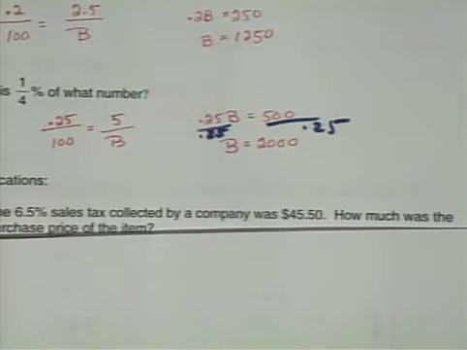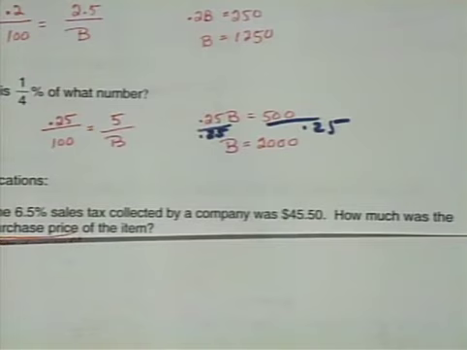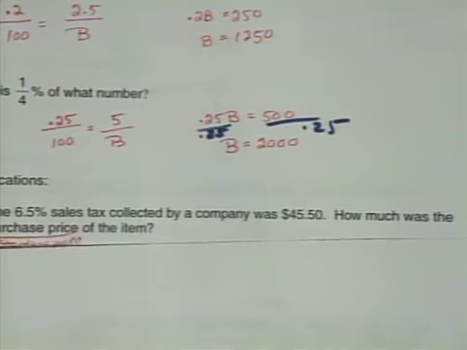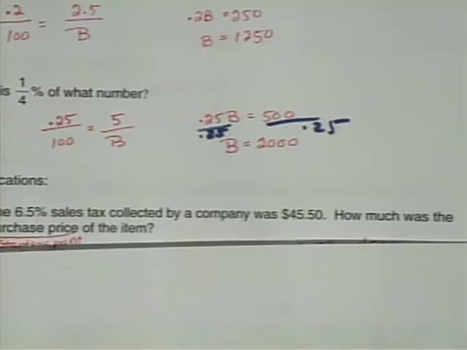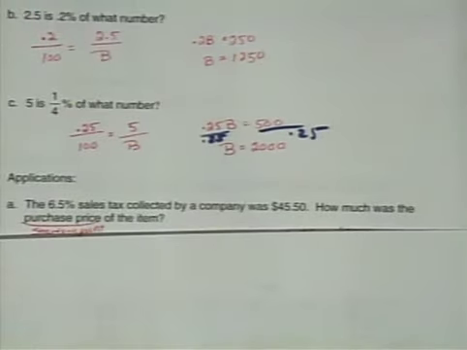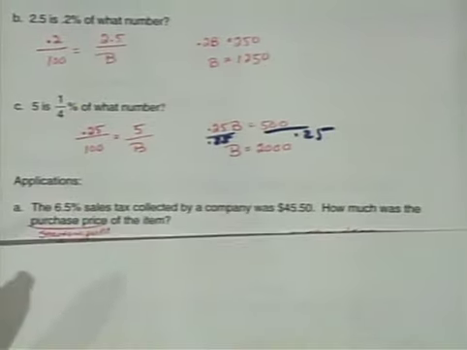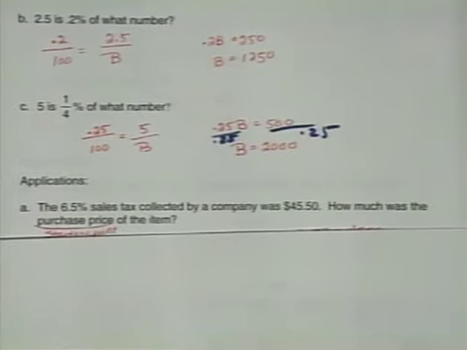Applications that involve looking for the part. It says, I have a 6.5% sales tax. And when I left, the tax that I paid was $45.50. That's the part. How much was the original price of the item that I purchased?